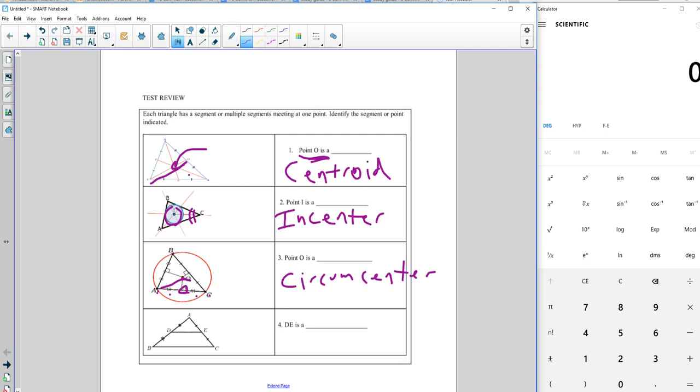The last one down here is called a midsegment. A midsegment connects the midpoints of two sides. Point D is the midpoint of AB. Point E is the midpoint of AC. Therefore this segment is called a midsegment. The property of a midsegment is that it is always half the length of the long side. You need two of the small ones to make the length of the big one.